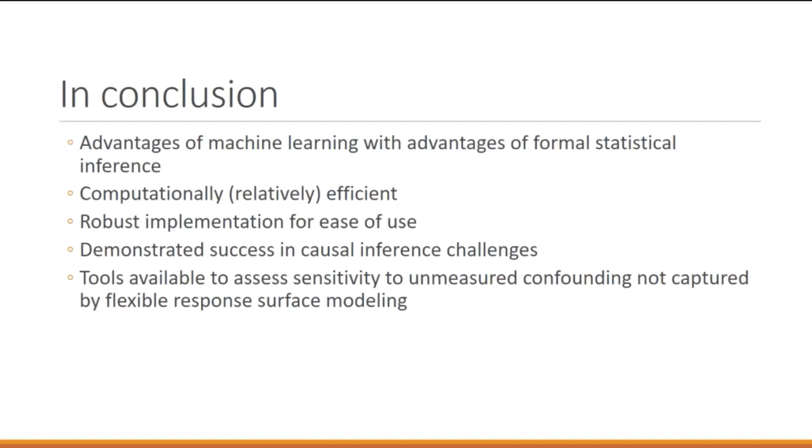And it has this sort of side benefit that once I fix whatever the problem is, there will again be tools available to assess the sensitivity to unmeasured confounding that is not captured by this flexible response surface modeling, to just give that added layer of hopefully robustness to causal inferences, or acknowledgement of vulnerabilities due to these assumptions that we have to make when making causal assessments, and cannot directly assess.